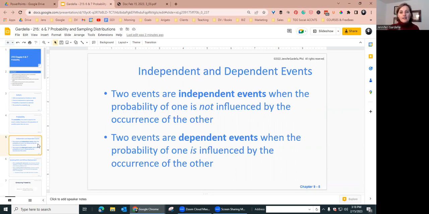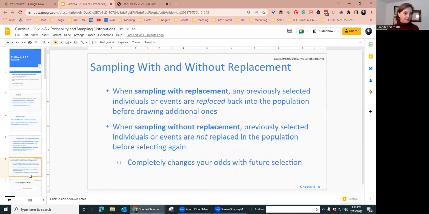We have independent events and dependent events. Independent events are events that occur without the influence of anything else. Dependent events, and we'll have lots of examples of both of these going forward, are when one event is influenced by another. So we also have sampling with replacement and sampling without replacement.